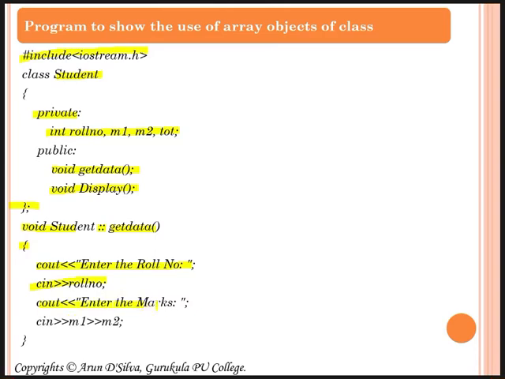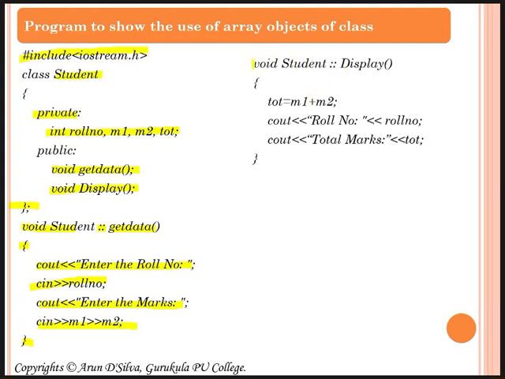Similarly, I've used it to enter the marks and stored them in the M1 and M2 member data, and I've closed this function. I defined the second function using void as the return type specifier, then the class name Student, the scope resolution operator, and then wrote the function name display. Open the function body with an open curly bracket, and first I've calculated total marks equal to M1 plus M2, and I've displayed with cout the roll number and then the total marks, and I've closed this function.